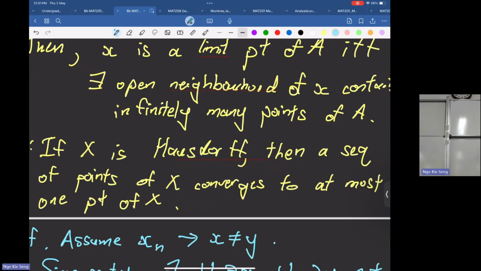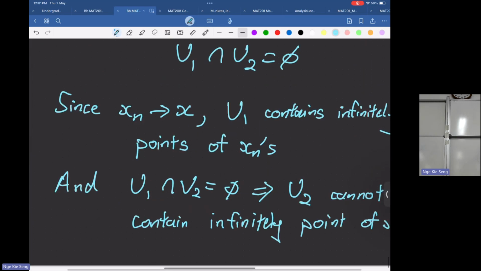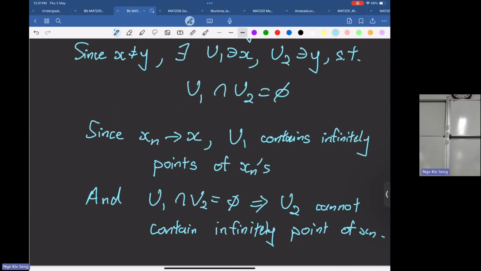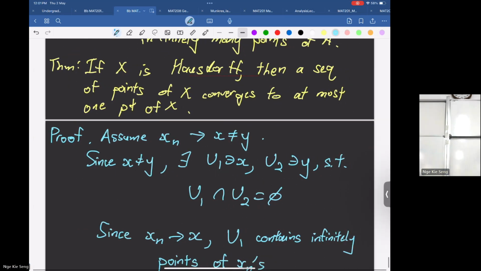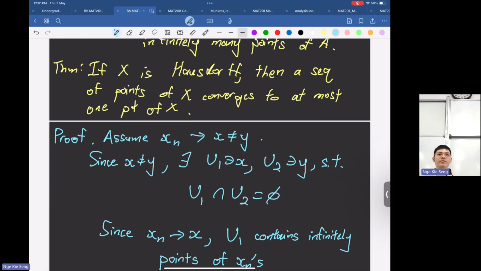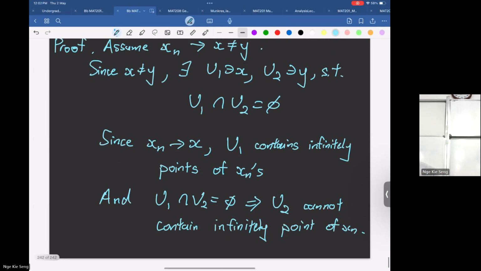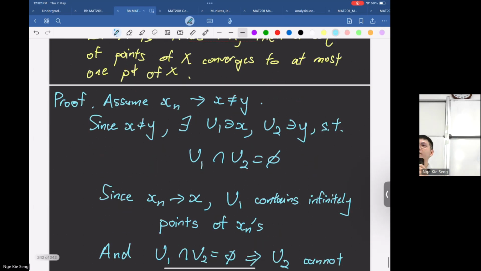So if you try to say what you want to do, let's say it converges to two points, then there's a contradiction. So still there's only at most one, right? Because you have a contradiction. It's a contradiction proof. You get what I said? You get what I said?